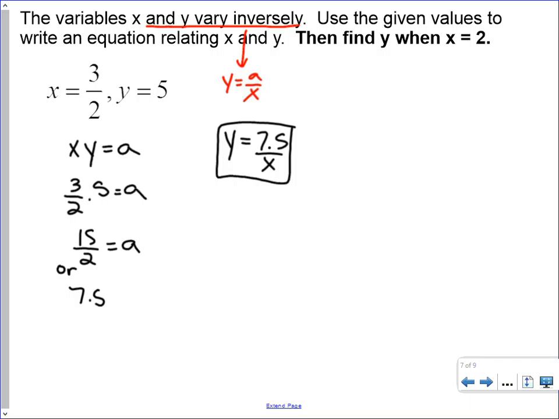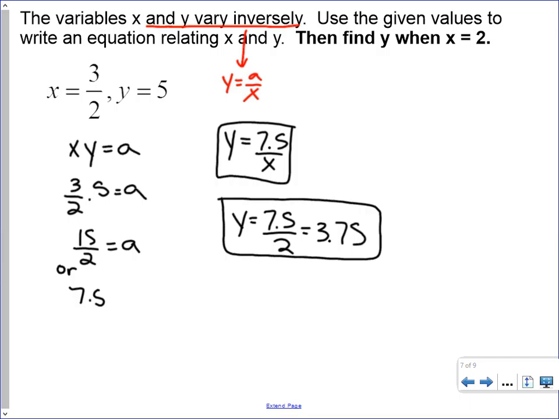Find y when x equals 2. Y equals 7.5 divided by 2. Is that 3.25? 3.75. Oh yeah, 3.5 plus 0.25. You're right, 3.75. So we have our equation, and then we have our value when x equals 2. So I've answered both of those.